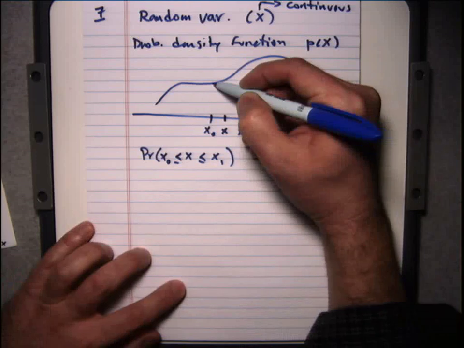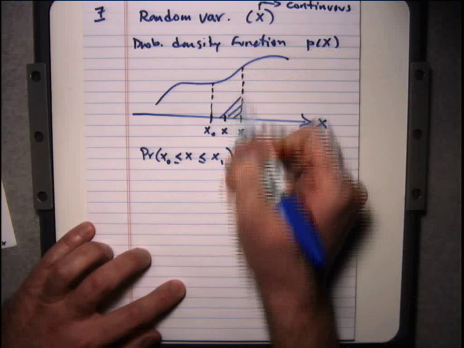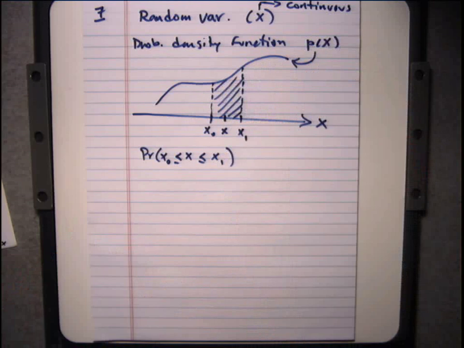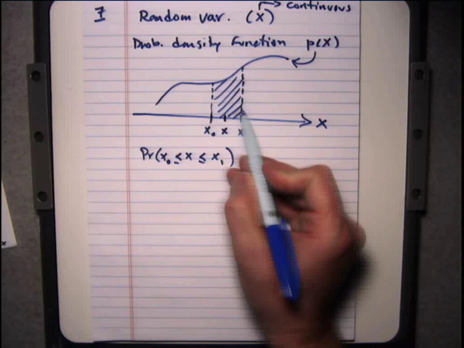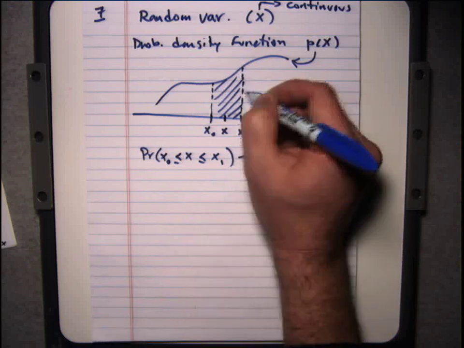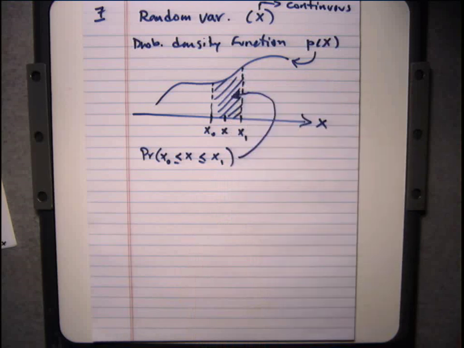Then, if I look at this area underneath this curve, this is P of x. If I look at this area, this is, in fact, this probability. Okay? So that's why this is called the probability density function, because it allows you to compute the probability of an event, which is x occurring within some region.